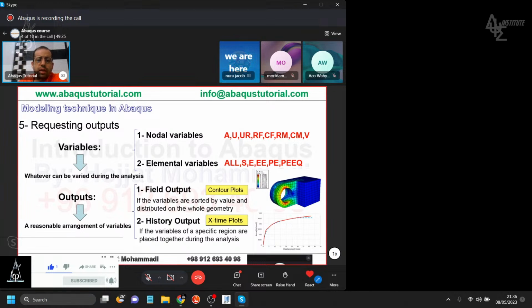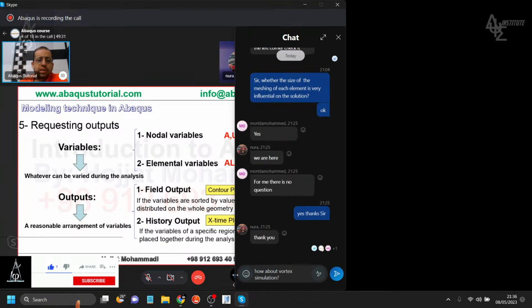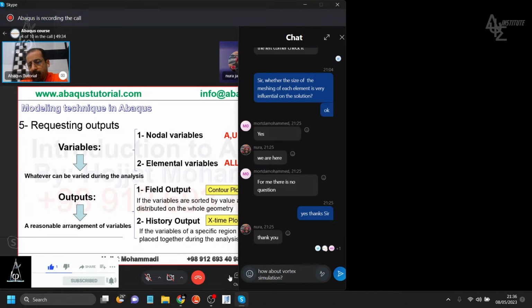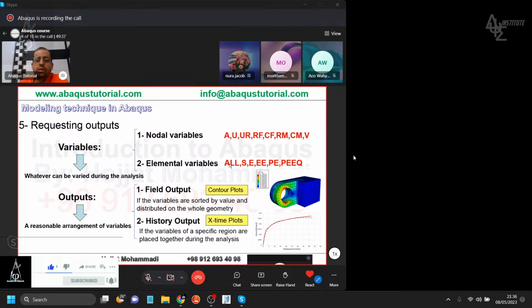And the elemental variables are calculated on elements and integration points, such as ALL, which refers to energy components, S as stress components, E as strain components, EE as elastic strain components, PE as plastic strain components, PEEQ as equivalent plastic strain, and something like that.